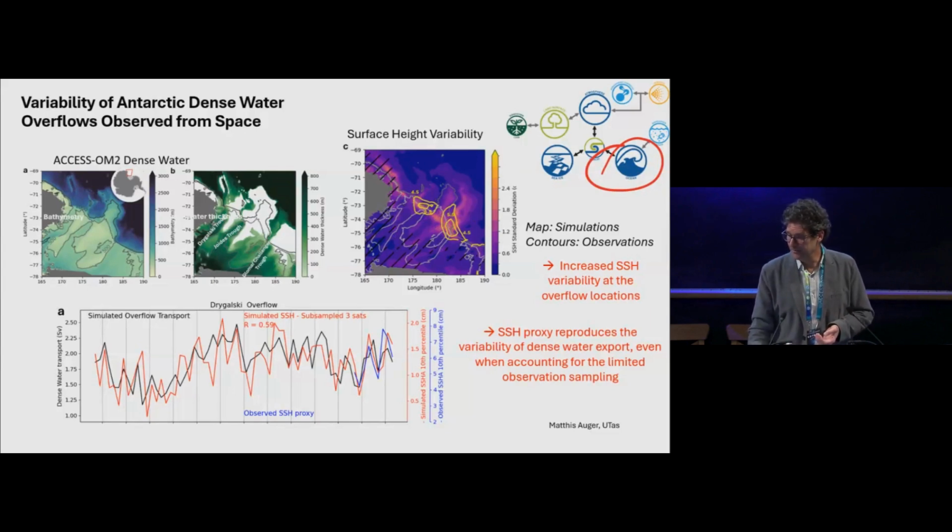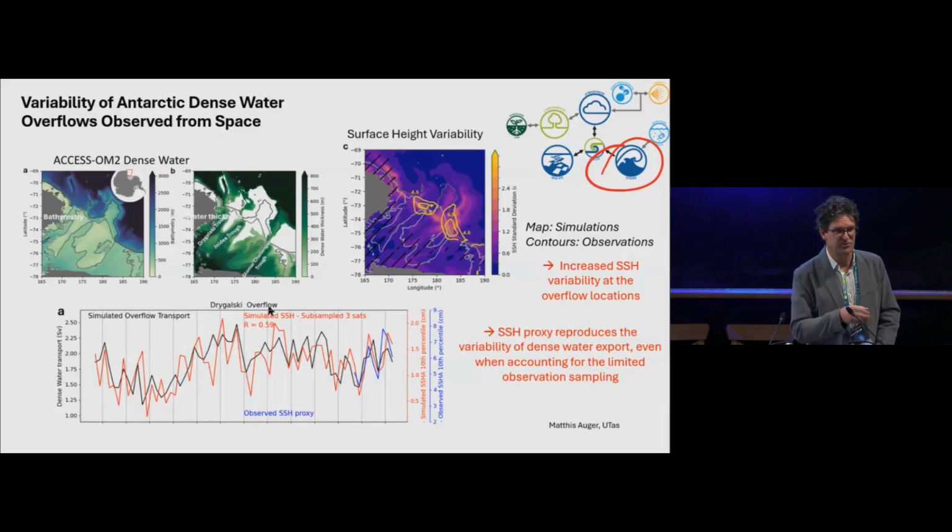And this is a curious example because it was discovered in the model, but then when we went to the satellite records, this is actually Matisse's work, when Matisse went to the satellite records, he could see this sea surface height variability expression in the satellite records. And so it's a case where the models led the observations, and it turns out that we can use this sea surface height variability as a pretty good proxy for the amount of dense water that's exported off Antarctica, which is actually something that's really hard to measure directly.